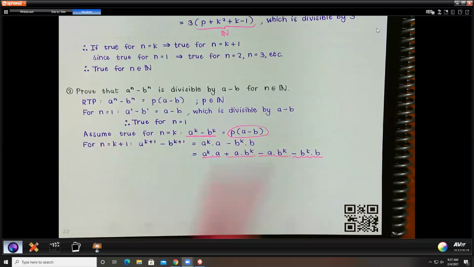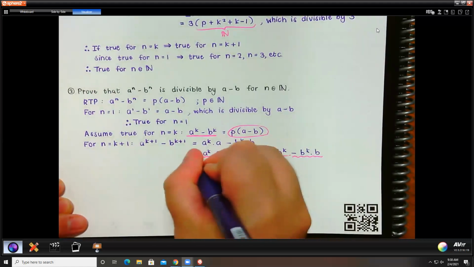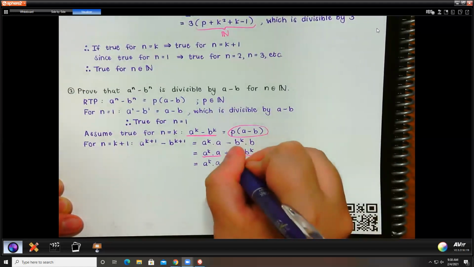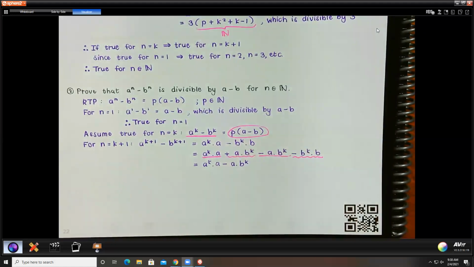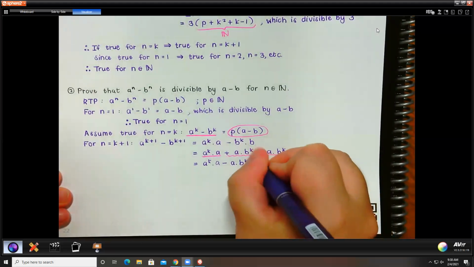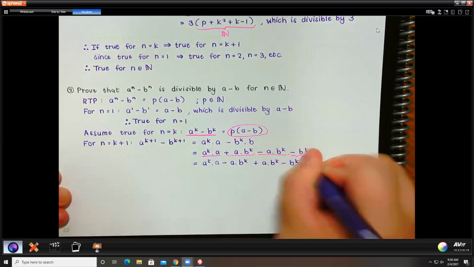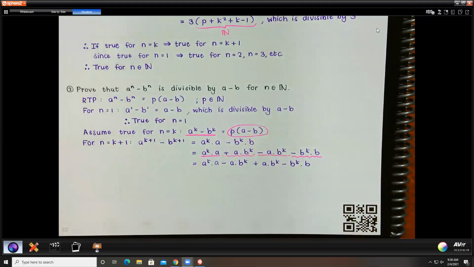Now, those two brackets aren't the same, but remember, if we can get this as a bracket, we can actually replace it with p times a minus b. And then I'm going to get an a minus b bracket from this one, which means that after doing the replacement, we will have a common bracket. So I'm just going to rewrite that by grouping them together. I'm going to take a to the k times a and group it with minus a times b to the k. I'm grouping those two together. And then I'm going to group together a times b to the k minus b to the k times b. If it still doesn't make sense to you, just look at what happens afterwards.